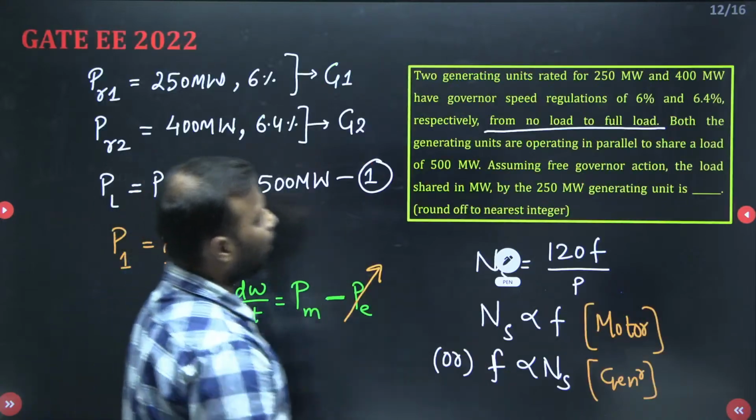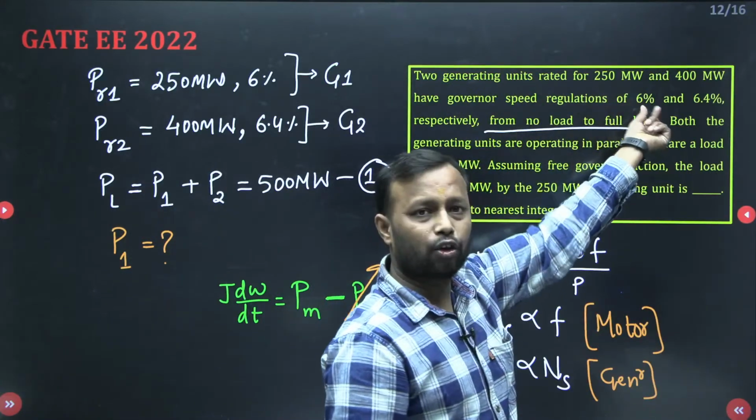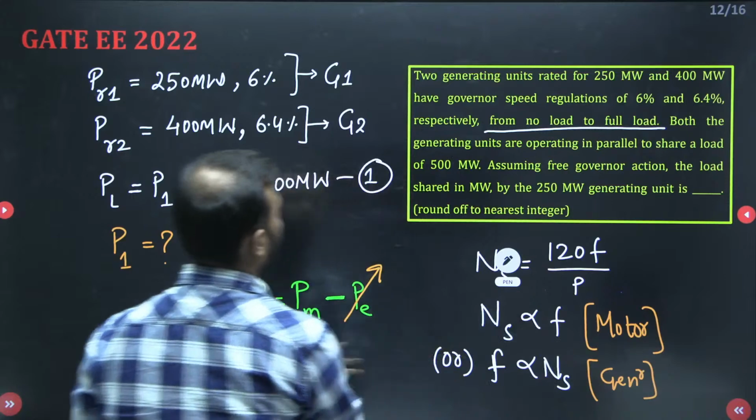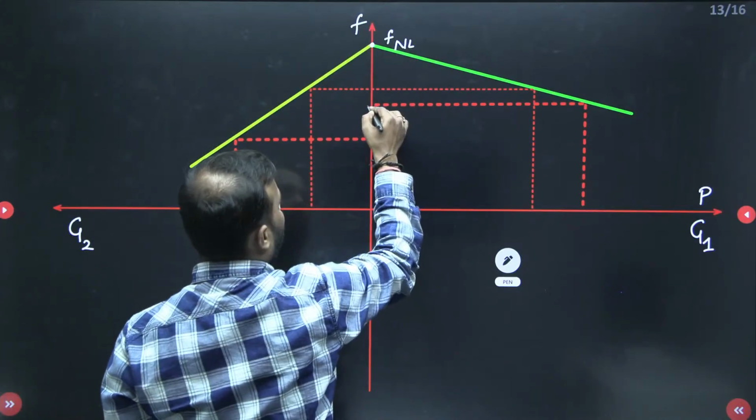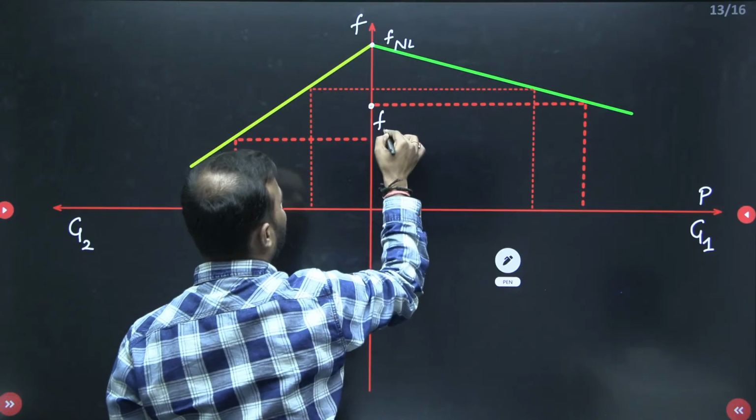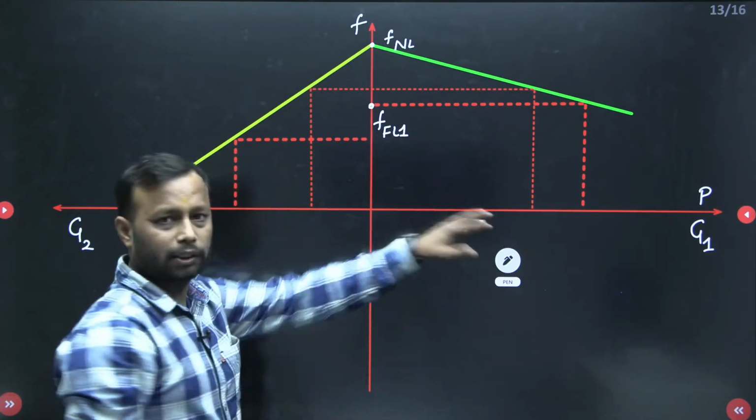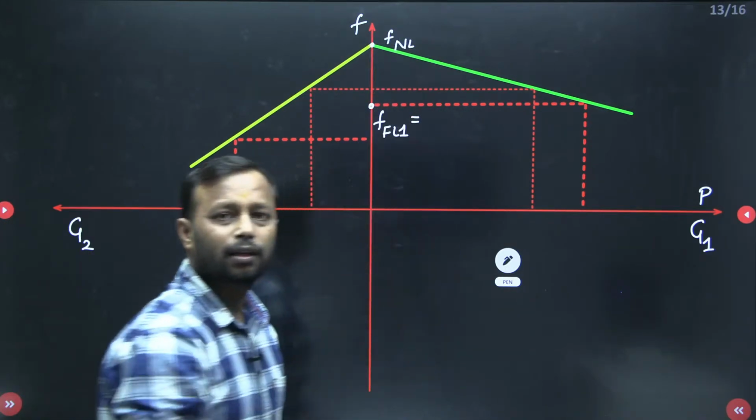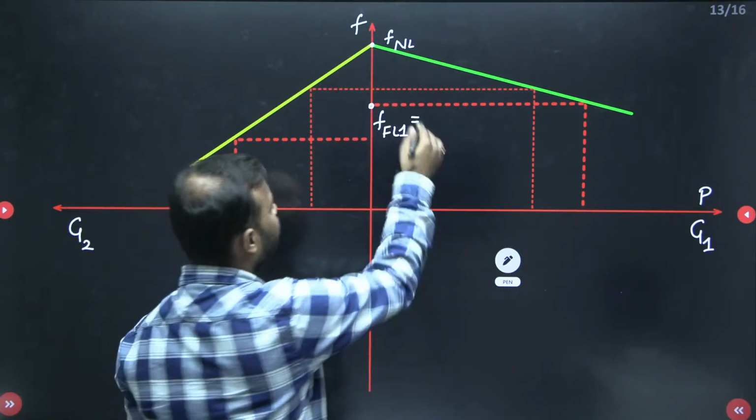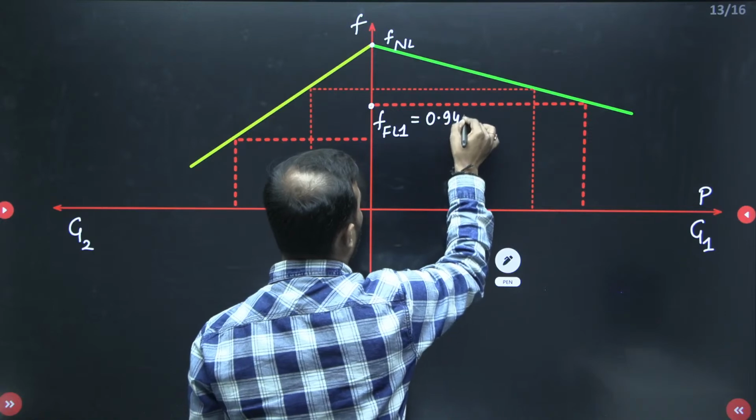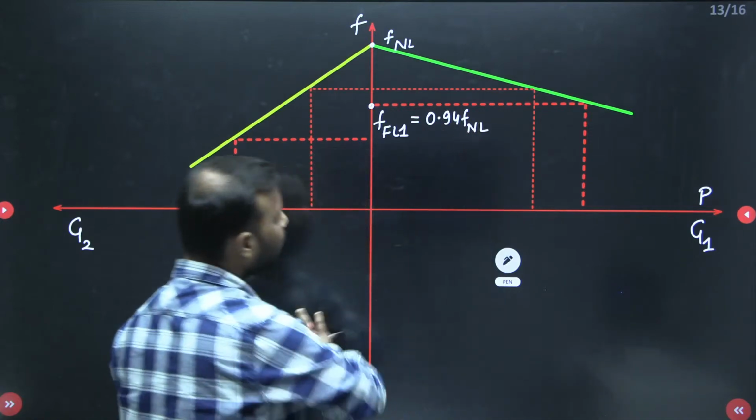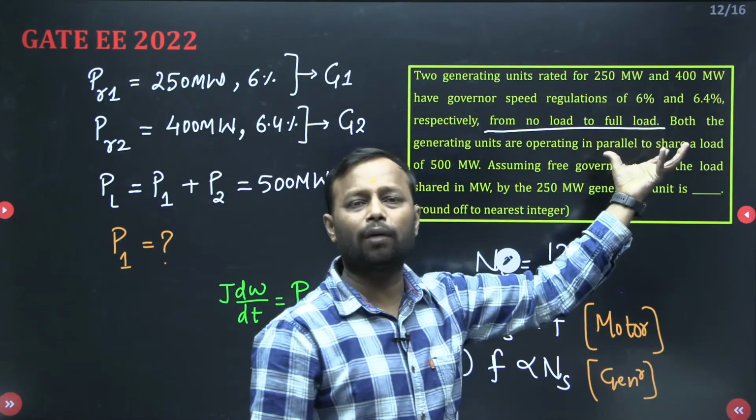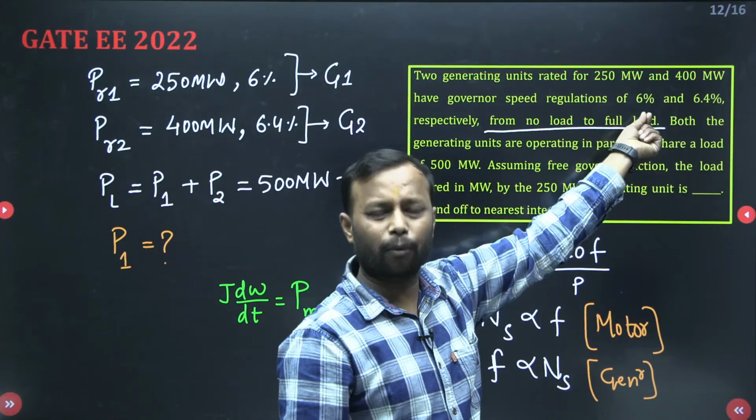So for generator 1, what is the drop in the speed? The drop from no load to full load is 6%. So if it is F_NL, then at full load, let me take F_FL1 for generator 1, full load 1. What is the drop in frequency from here to here? It is 6%. So this frequency is 0.94 F_NL. Got the point? Since from no load to full load the drop in frequency is 6%, the actual frequency at full load is 94% of no load, isn't it?